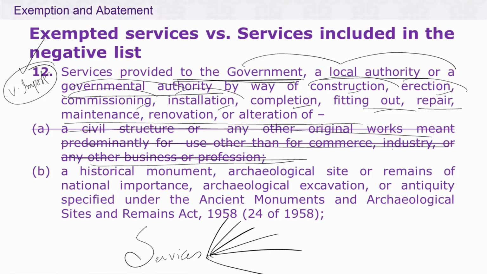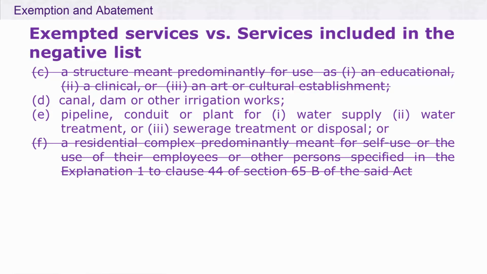Let me verify. Yes. So now it is no more exempt. So now it is taxable. Read it carefully. When you read from the material, you should be very careful about this. This is no longer. And B, historical monument, archaeological site or remains of national importance, archaeological excavation, etc. This is still there because this is about historical monuments and archaeological sites. So that is still exempt even today.